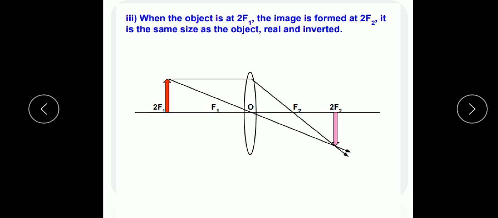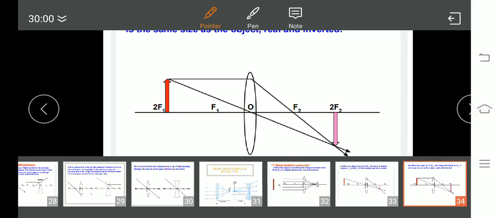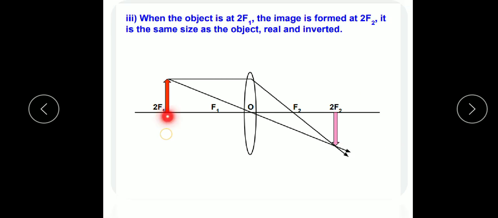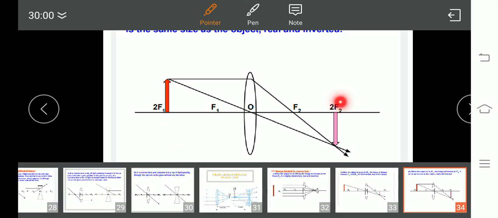Now about the third case. When the object is placed at 2F1, the image is formed at 2F2, and the size of the image is the same as that of the object. The nature of the image is real and inverted, but the size is the same as that of the object. This is the third case.